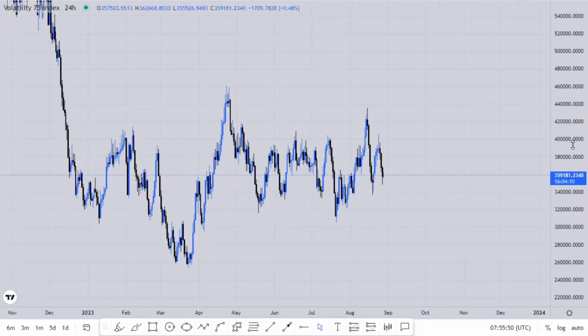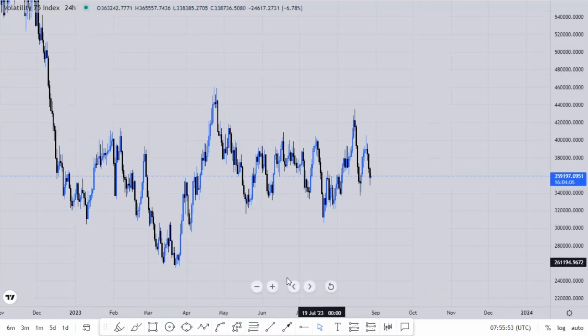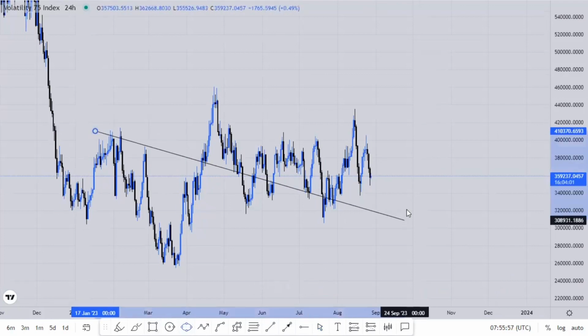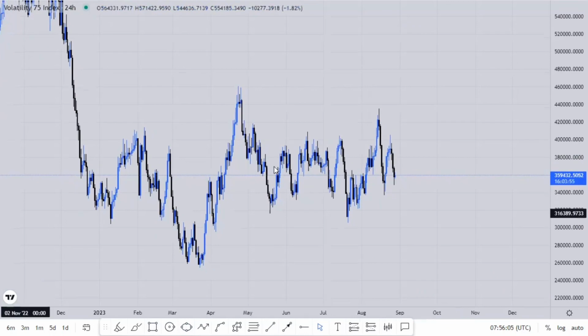All right, without wasting much time, let me break down volatility 75, what I'm looking at for this entire week. This is the current trading range that I'm looking at on VIX, right? This is the current trading range that I'm looking at on volatility 75, as you can see here.